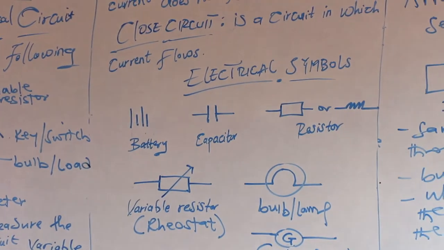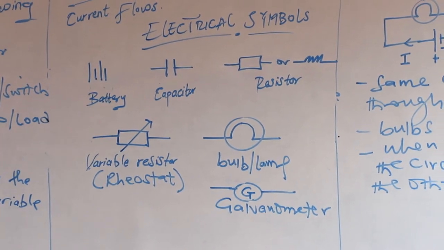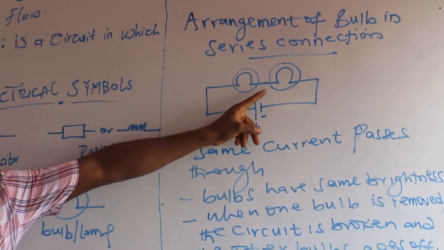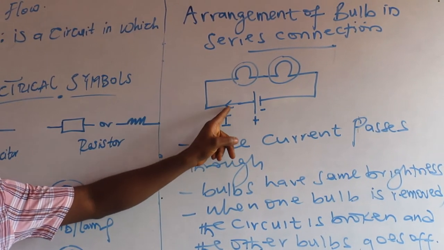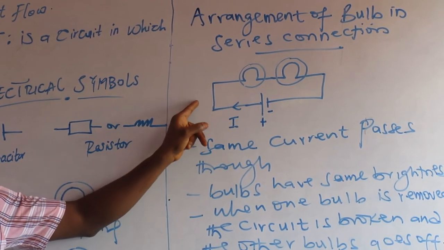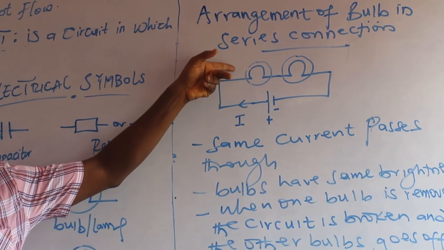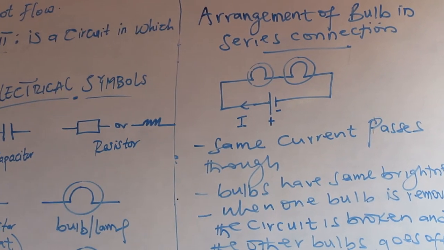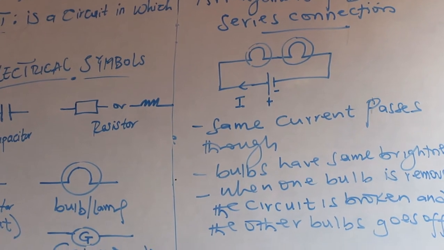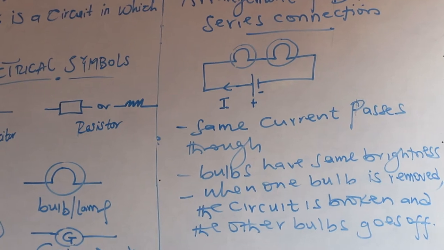Now, how do we arrange bulbs in series? Bulbs in series connection. Let's look at it. There is a bulb, there is a bulb. There's a positive terminal. This is a symbol for current. The current is flowing from the positive terminal like this. Do you see that? Do you believe the same current will pass through two bulbs? Yes. So for bulbs in series, the same current passes through, as you can see. If the same current is passing through the two bulbs, the bulbs have the same brightness.